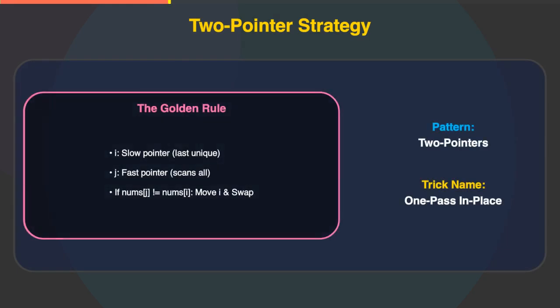We use a slow pointer, i, to track the position of the last unique element we have found and placed correctly. We also use a fast pointer, j, which scans through the entire array to discover new values. If the value at j is different from the value at i, it means we found a new unique guest. We move our slow pointer i forward and copy the value from j into that spot. This is a brilliant way to handle things in one single pass. Now, let us dive into the dry run. This is where the magic happens.